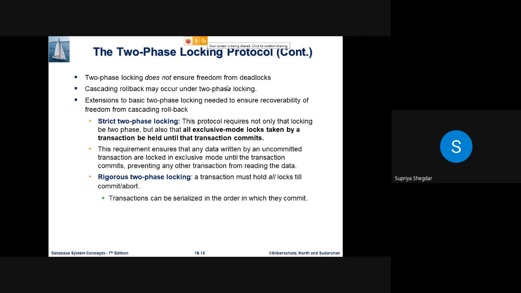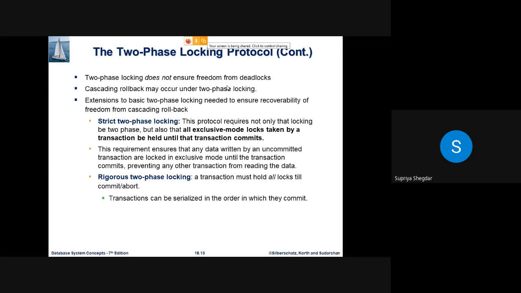This protocol requires not only that locking be two-phase, but also that all the exclusive mode locks taken by the transaction be held until that transaction commits. So all the exclusive mode locks stay with the transaction until the transaction commits its execution. That is nothing but the strict two-phase locking protocol.